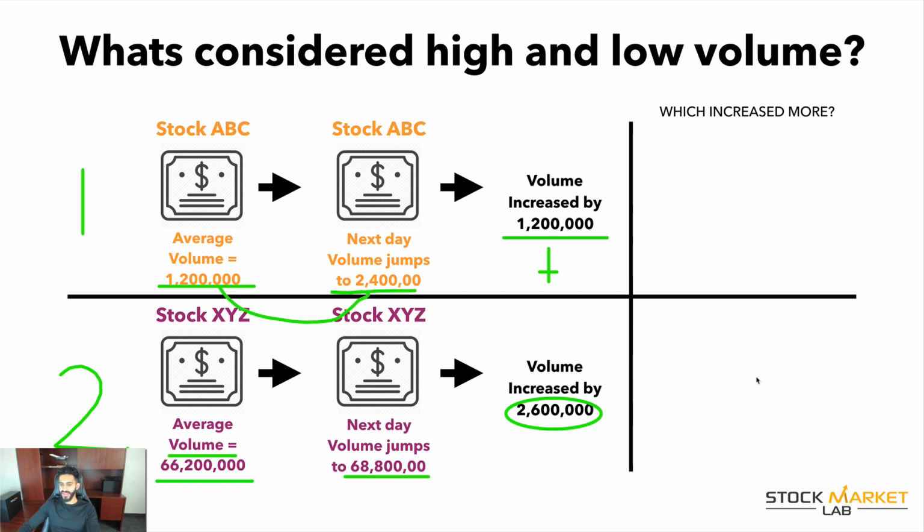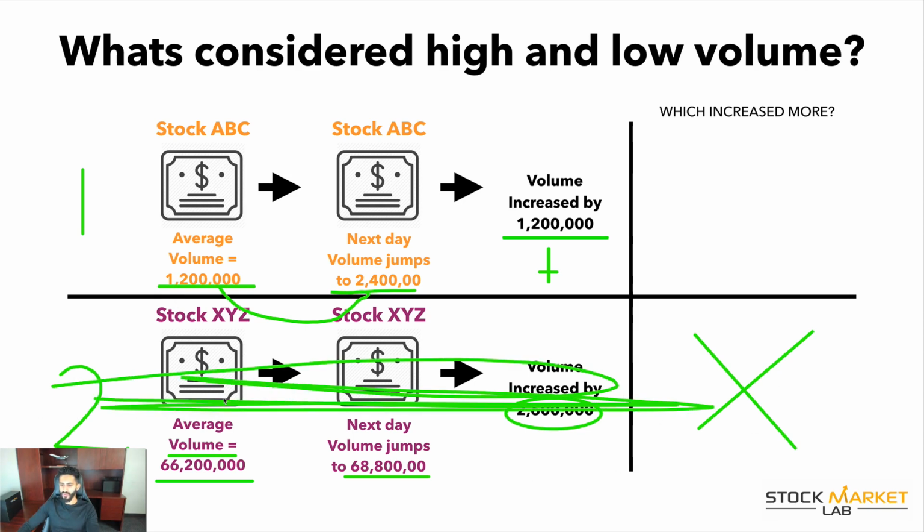Now, if you said number two, you're wrong. Number two, yes, number wise, it increased more, but overall wise, it didn't increase by more. Let's understand that. So once again, if you pick number two, you're wrong.